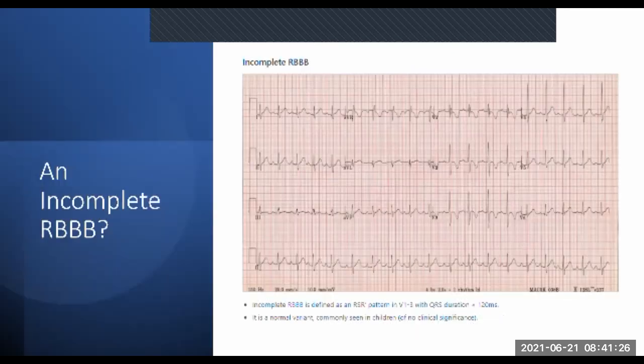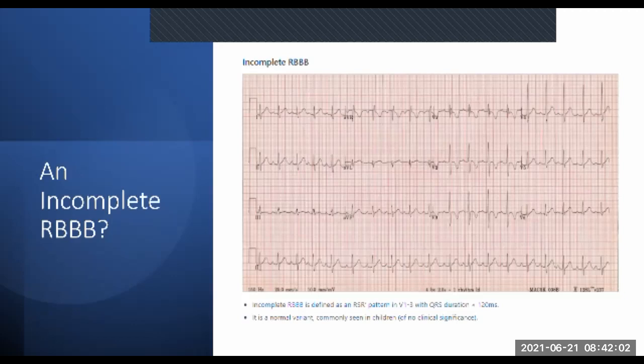So what is an incomplete right bundle branch block? Here in V1, we see that typical M pattern, the RSR pattern. The difference between a complete and an incomplete right bundle branch block is simply the duration. The incomplete one is within 120 milliseconds, in other words less than 4 blocks, whereas a complete right bundle branch block tends to go over the 4 blocks. That's basically it. There's not much else to it, and you can see there's not much slurring in these leads.